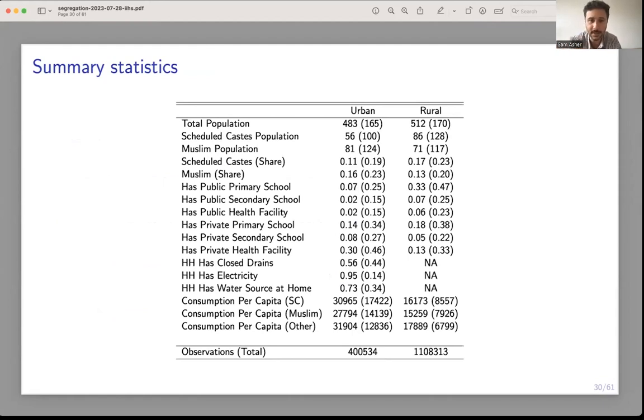On average, an urban neighborhood has a 7% chance of having a public primary school and a 2% chance of having a public secondary school, whereas in rural areas, a given neighborhood has a 33% chance of having a public primary school and a 7% chance of having a public secondary school. And this is because, of course, in rural areas, the distances are greater, and so you need to place more schools in order to actually give the population access. In urban areas, you can go across neighborhoods a bit.